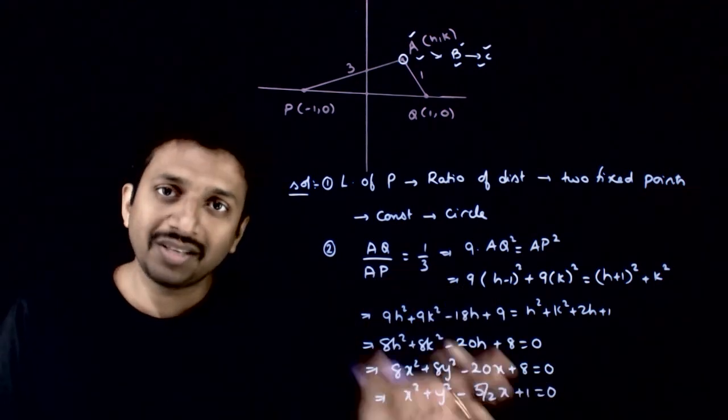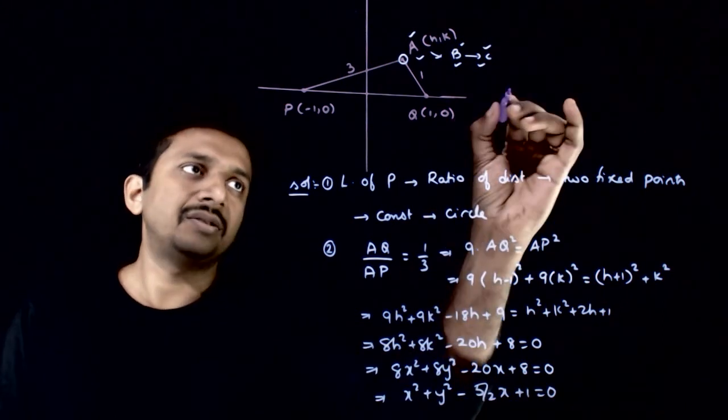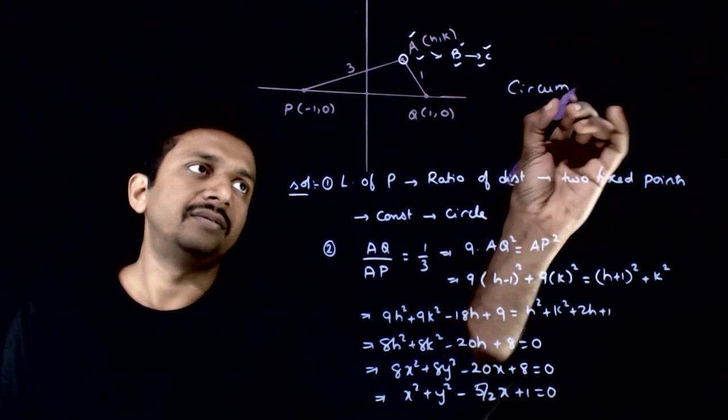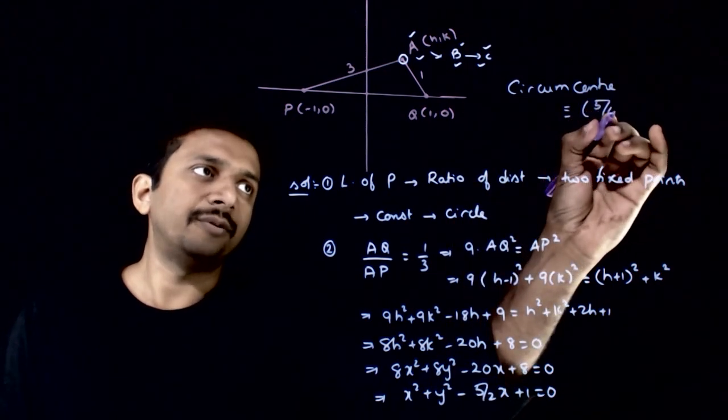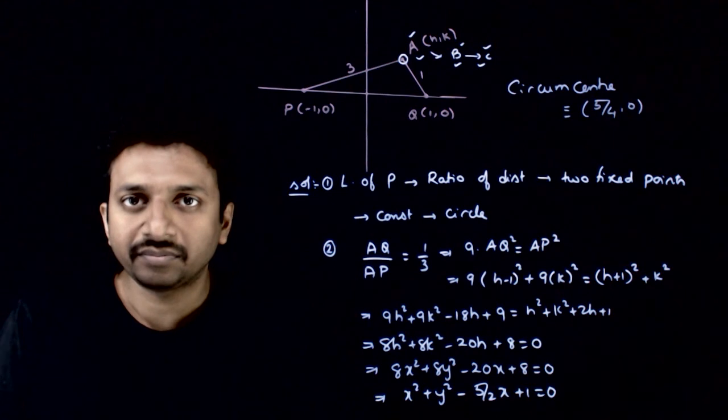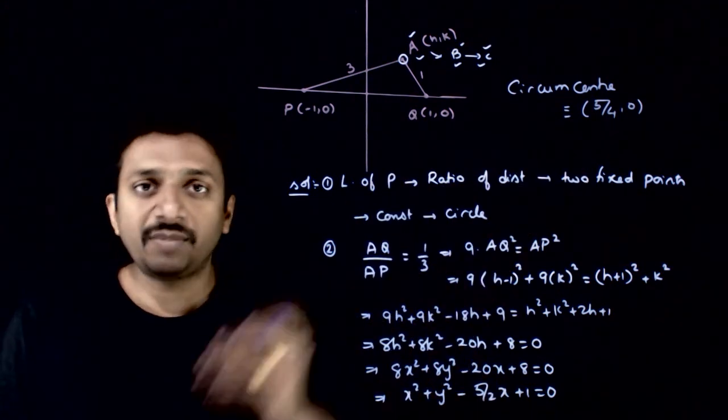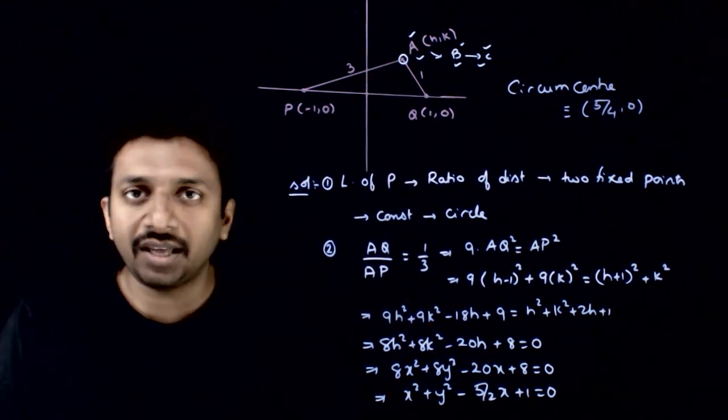So if this is so, what is the center of this circle? The circumcenter is nothing but (5/4, 0). So the center of the circle is (5/4, 0). That's the circumcenter of triangle ABC.